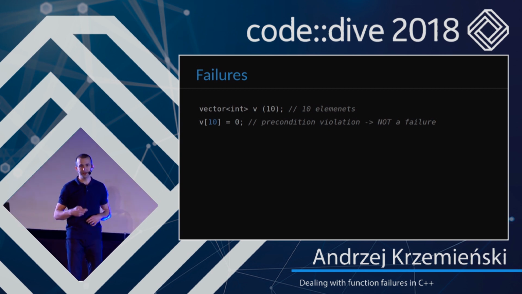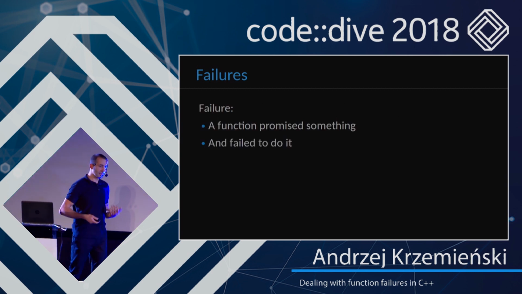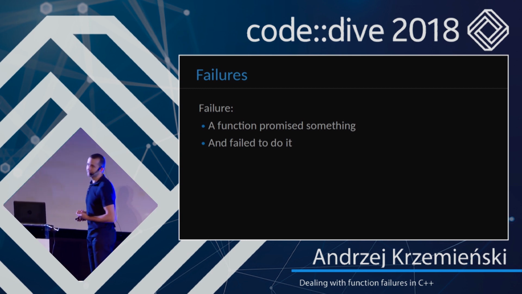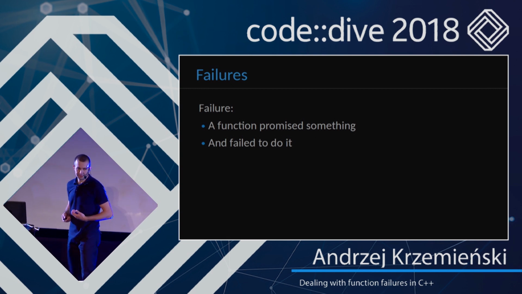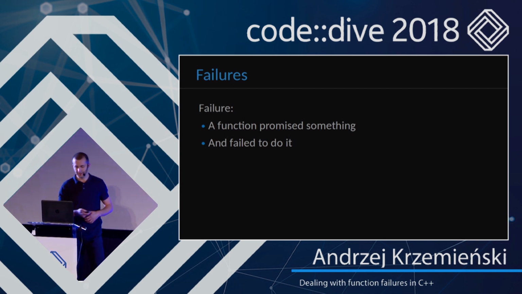What we call failure in this talk, or error, is when the function liked our arguments, it promised us to do something, and then, because of different reasons, probably related to environment, it concludes that it cannot do it. And it needs to report it, we need to take some actions on it. And this is what we'll call failure or error in this talk.